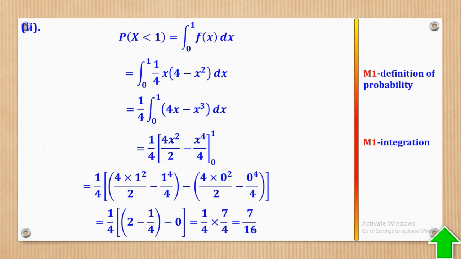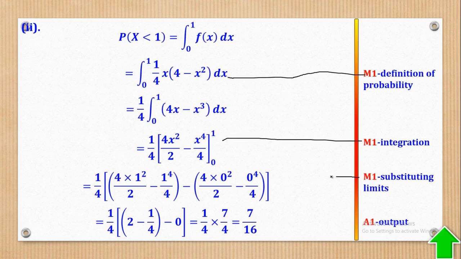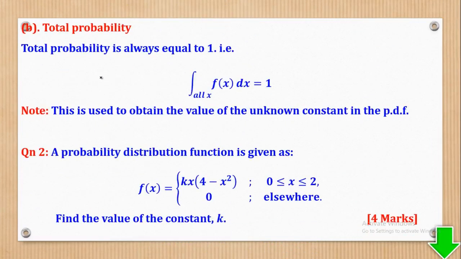Now let's see how much can be awarded. M1 for the definition of probability, M1 for integration, M1 for substituting limits, and A1 for the final output. So that has been part A for individual probabilities.